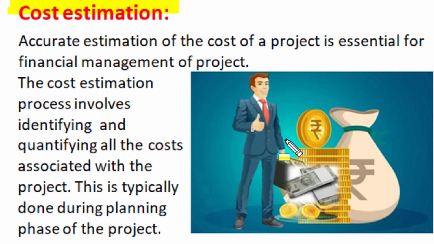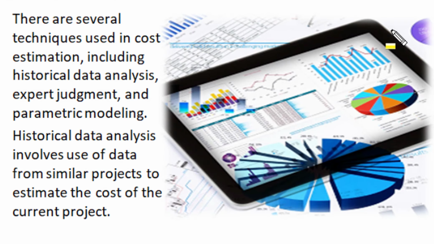The cost estimation process involves identification and quantification of all the cost components associated with the project. This cost estimation is usually done during the planning phase of the project, and in the planning phase different direct and indirect costs are estimated and contingencies are added to get the total cost of the project. Several techniques are used in cost estimation. One is historical data analysis, others are expert judgment or parametric modeling.